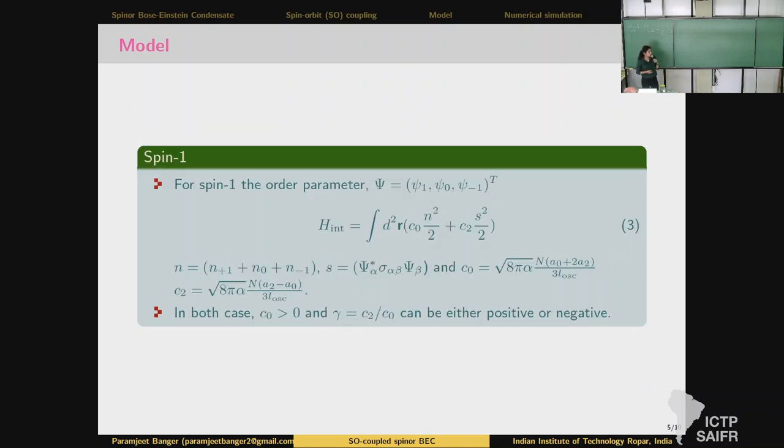For spin 1, the model has also been considered. The order parameter psi would be a column vector with three components, and C0 and C2 are the interactions among the spin components. In a spinor condensate, more phases have been observed, and that depends upon the value of the interaction we have chosen. C0 would be positive for spin half and spin one, and the ratio C2 divided by C0 can be positive or negative depending upon the atom we have considered, such as sodium, rubidium, etc.